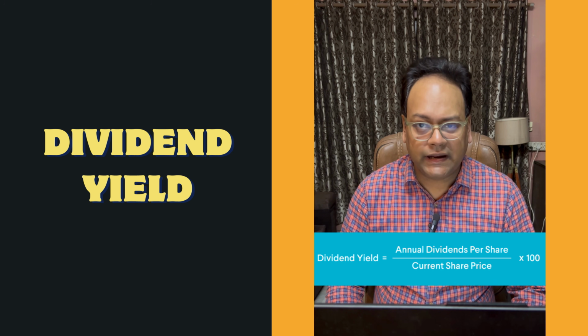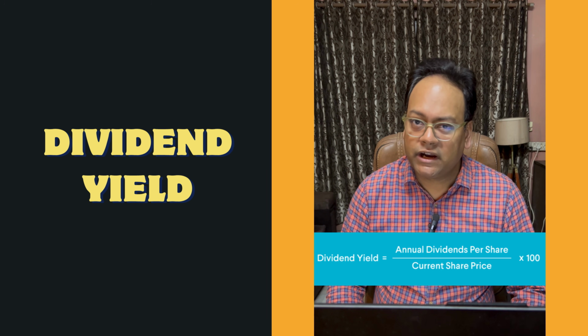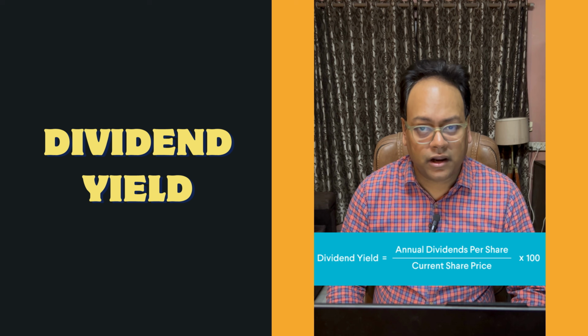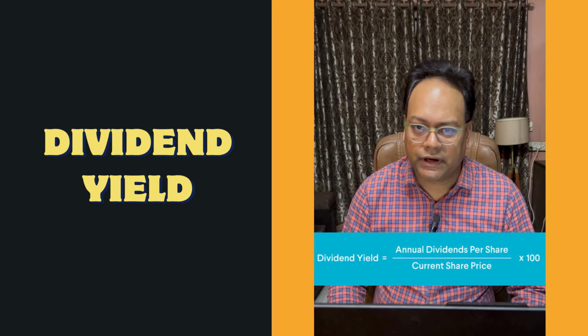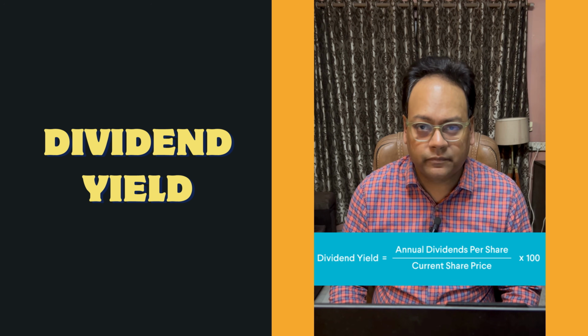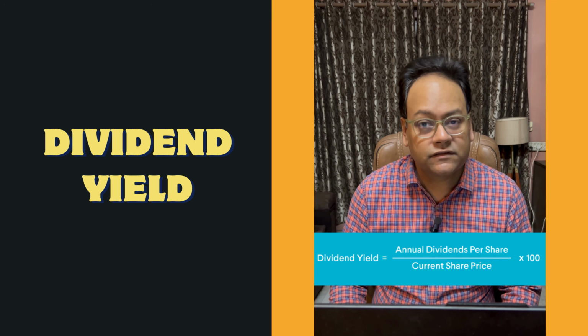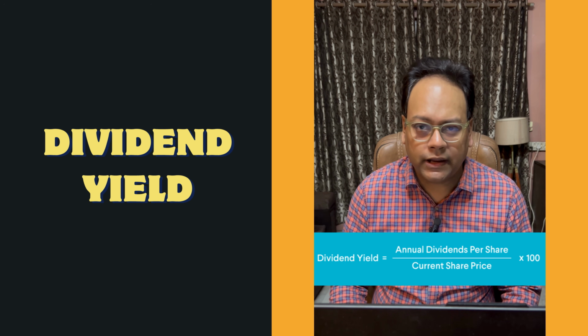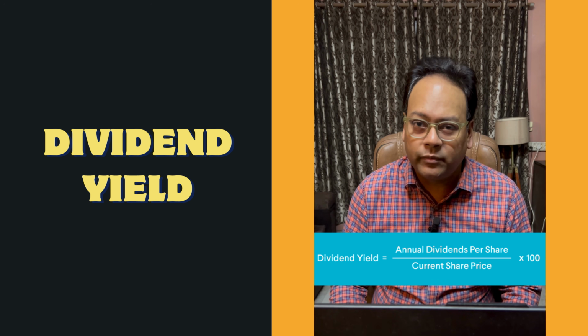Formula of dividend yield is equal to annual dividend per share divided by current price per share multiplied by 100. Suppose a company is paying a dividend of 20 rupees per share and the share price is 400. So the corresponding dividend yield will be 5%.